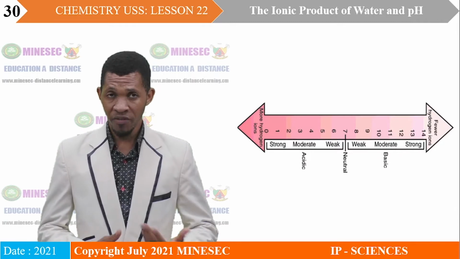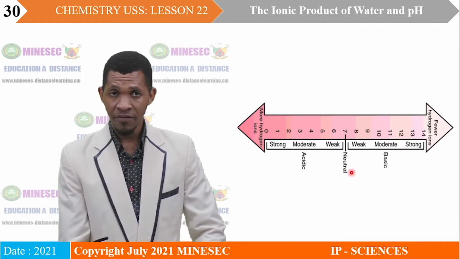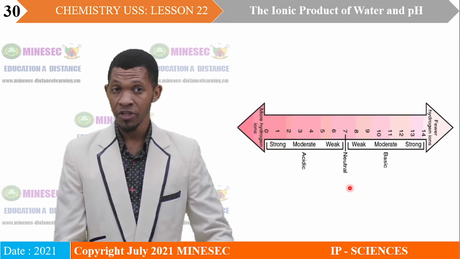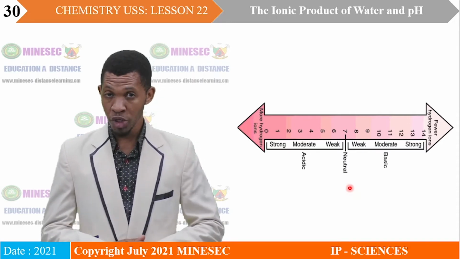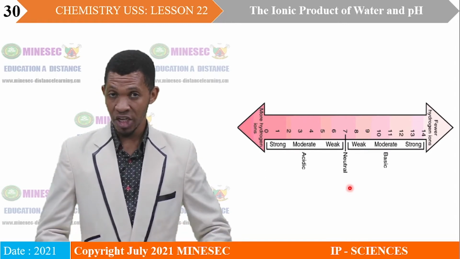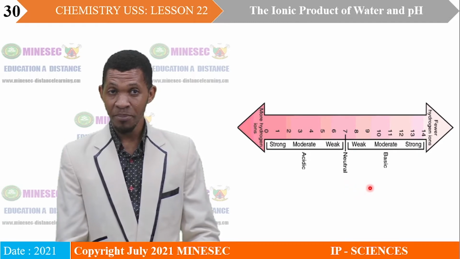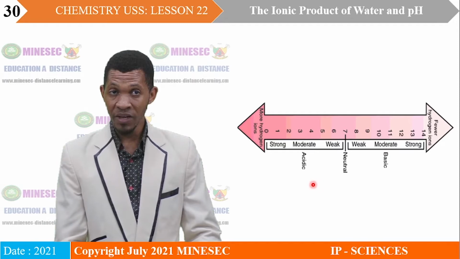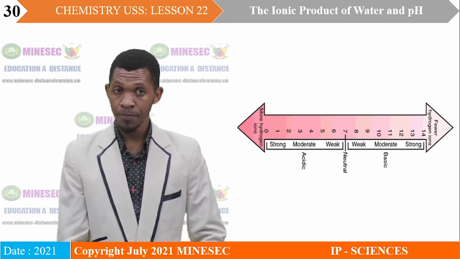On your screen, you have a pH scale. Notice that at 7, it corresponds to neutral. The pH value of 7 is a neutral pH value. Now above 7, we have alkaline or basic solutions, while below 7, we have acidic solutions. Also note that above 7, the higher the pH value, the more alkaline the solution. And below 7, the lower the pH value, the more acidic the solution.